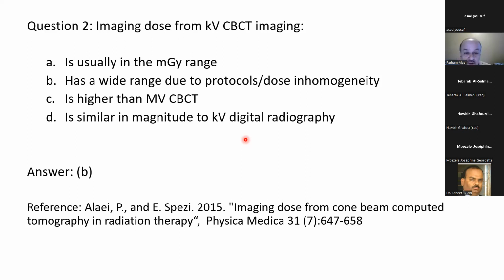I should change my question. So it ranges from less than a centigray to 2 or 3 centigray. It is not higher than megavoltage cone beam. Megavoltage cone beam is the highest dose. It is not similar to kV digital radiography because with kV digital radiography, you deliver a few frames. For a cone beam, you deliver 600-700 frames, so obviously you deliver more dose. So B is the answer.